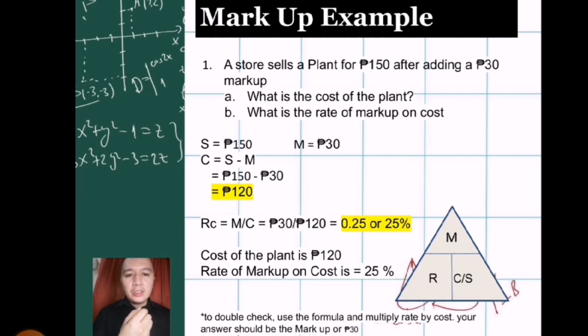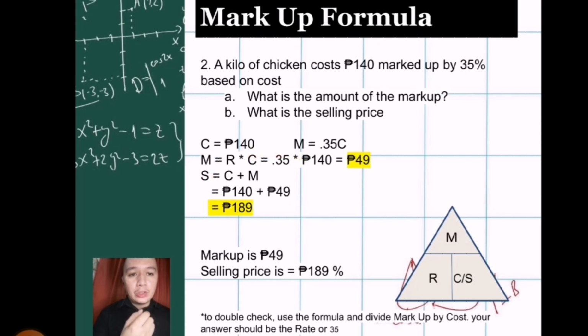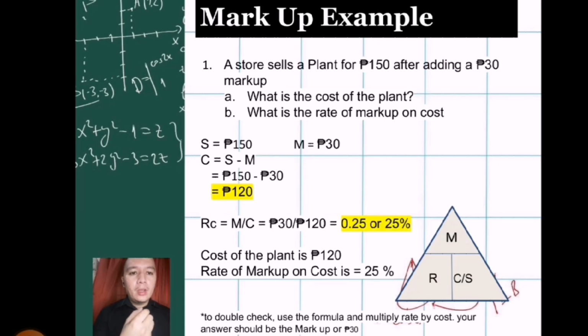And then again, based from our formulas earlier, cost is equals to S minus M. So therefore, it is going to be 150 minus 30 pesos. Thus, our answer is going to be 120 pesos. Now, that is going to be the answer for letter A. The cost of the plant is 120 pesos.